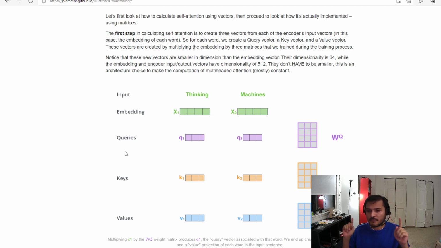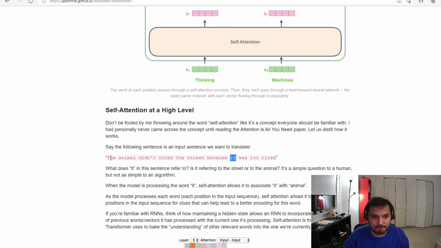Let's go back to the statement. The animal didn't cross the street, and so on. I was talking about the correspondence between it and animal. Now, which word am I looking at for finding the correspondence? It. So it is my query. Now I will try all the different words to see how closely it is related to them. And how do I try this? Every other word is a key. So it is my query because that's the word that I'm looking at, the word for whose attention I'm seeking.